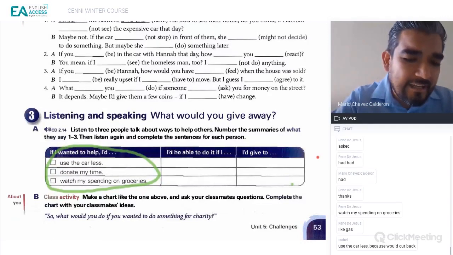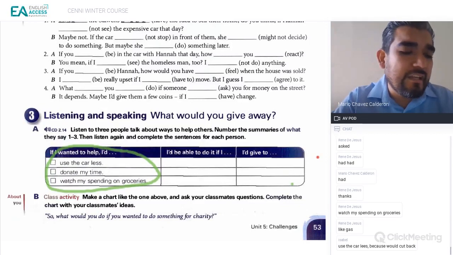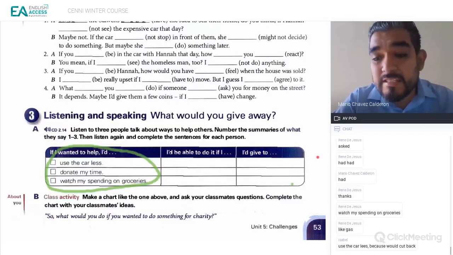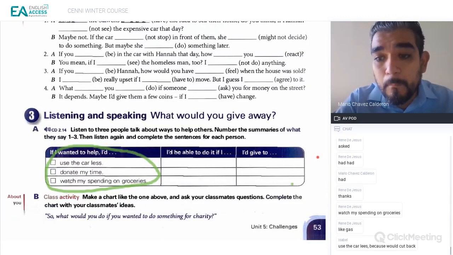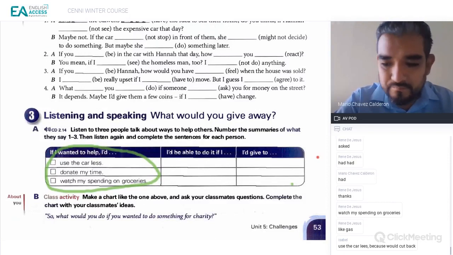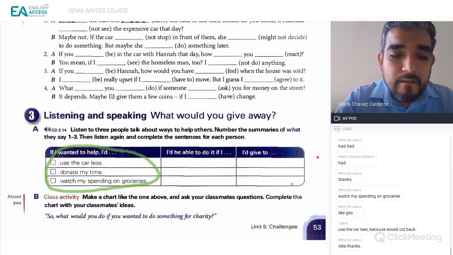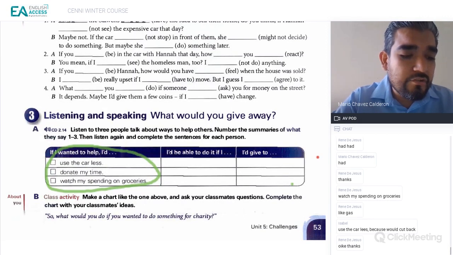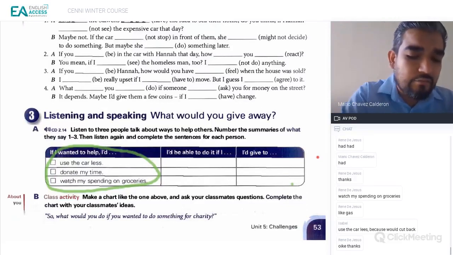Use the car less. Yes, Isabel, that's true. Sorry, Renee. It says use the car less because she says she would ride her bicycle more often instead of using her car because it costs a lot to use the car, and that's true. Okay, so she would be able to do it if she rides her bicycle, right?